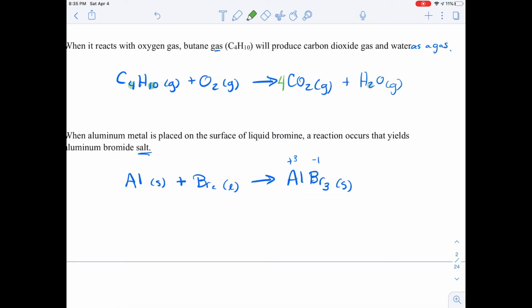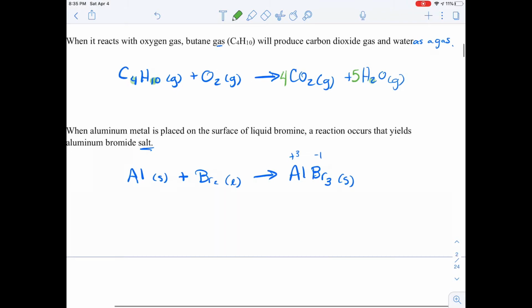Well, I need 5 because I had 10, right? So I need a 5 because of the 5 times 2. Now I'm going to check my oxygens, and I might have a problem because notice this still keeps this side odd, right? Do you see the 5 times the O? So I've got 8 plus 5, which is 13. There's no way I'm going to be able to make that become even.